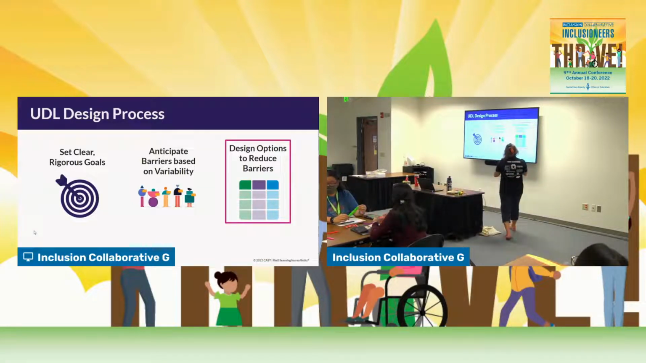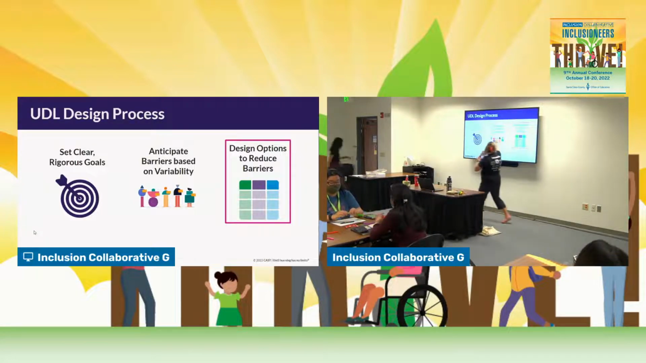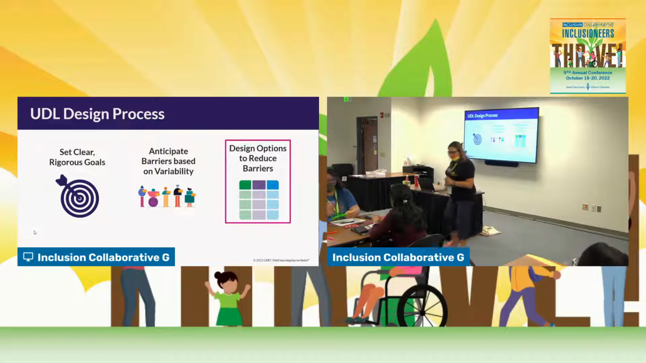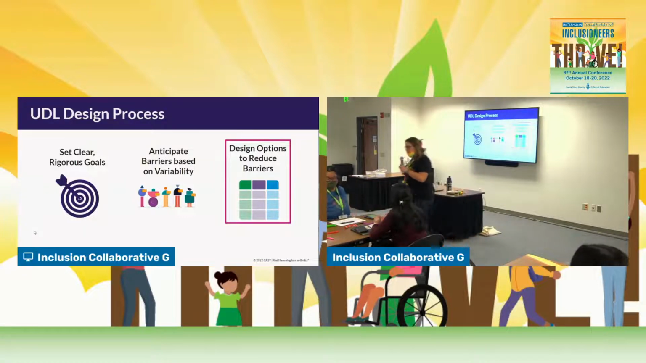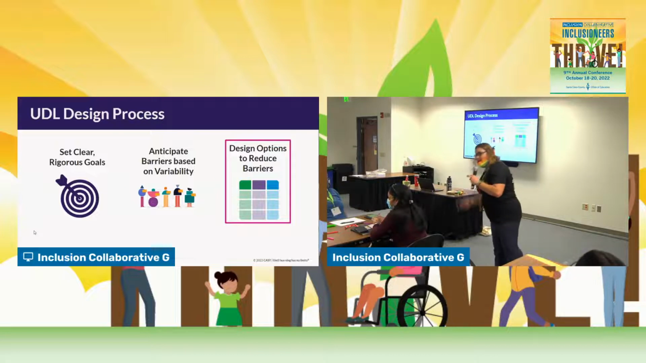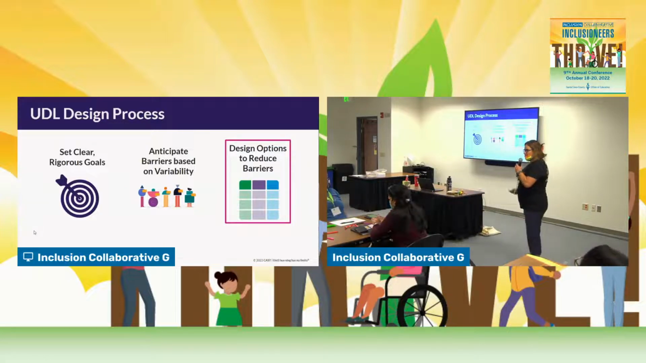So what we learned today is we need to start with that clear, rigorous goal. We anticipate barriers based on variability. And then we go ahead and we design some options, and we don't sweat about it. They'll figure it out. They'll tell you what you want. You just got to open up that discussion. Think about that power play in your room. Turn it to them, right? You don't decide who gets what and who needs what. Let them tell you. All you got to do is open up the ability for them to have access to it. They'll learn how to do it. Don't you worry about it.